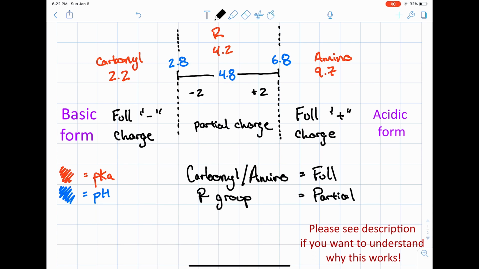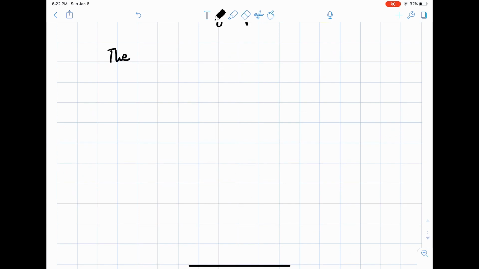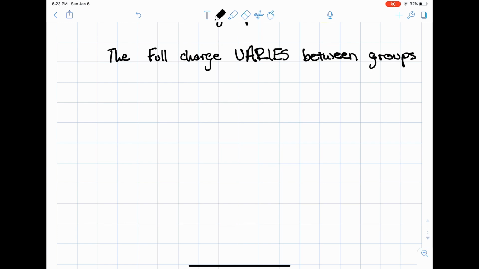While it is tempting to simply assume the carbonyl is fully negative and the amino group is fully positive, it is important to understand why, because this isn't true for all cases, and understanding this concept will also help find the charge of the R group. To continue, we need to know the type of charges that each group can have. This is because the type of full charges varies between groups. Another way to say this is that the range of charges each group can have are not always the same.